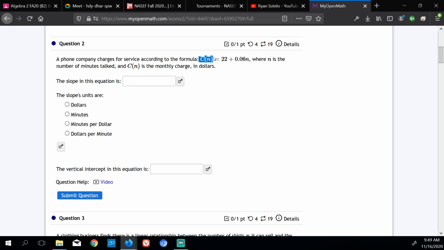So the charge is going to have to be in dollars. The base amount is going to be in dollars. The n, the variable, is number of minutes, so that's in time. So the units of the rate of change will have to convert minutes into dollars. So it's just usually over time. So that's going to be dollars per minute.